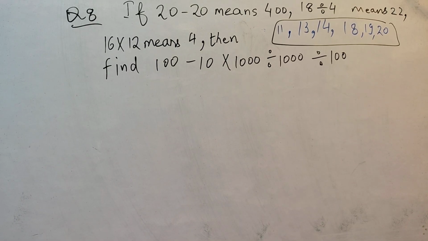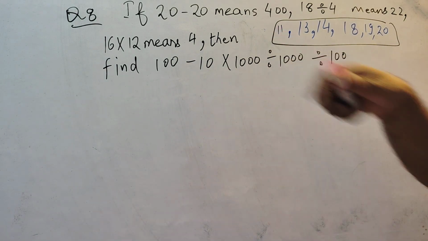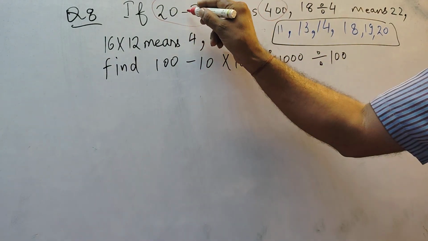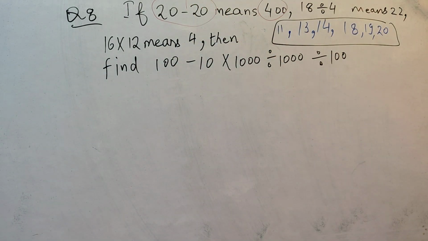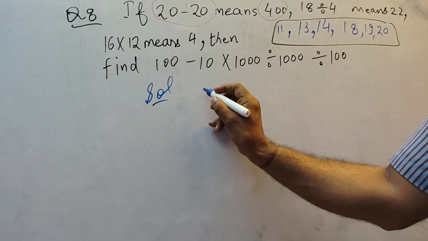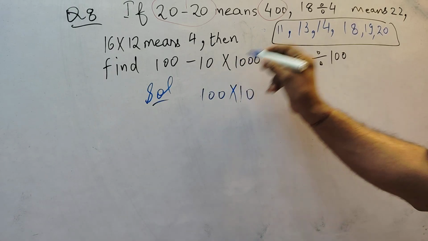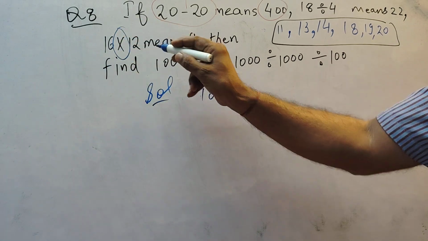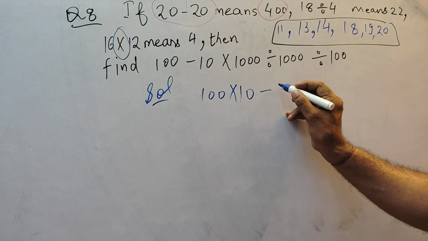Clearly, first we see that the minus, multiply, divide signs will be replaced. 20 minus 20 means 400, which means minus means multiply, because 20 multiply 20 is 400. So this minus we replace with the multiply sign. Now multiply: 16 multiply 12 means 4. It means multiply means minus, because 16 minus 12 is 4. So here we replace the multiply sign with the minus sign.